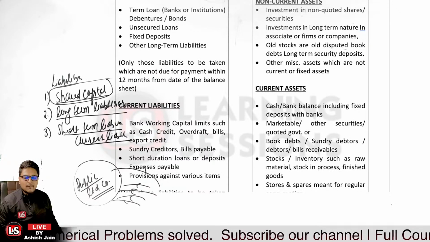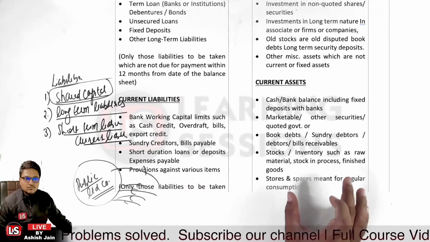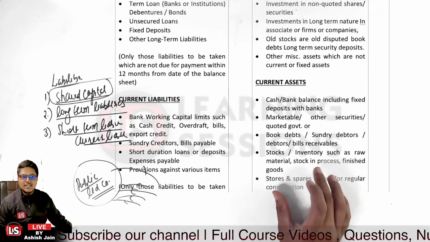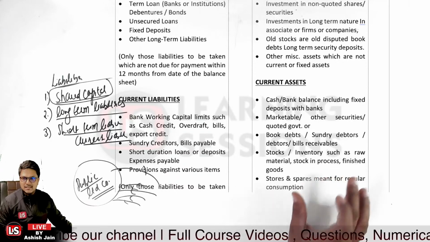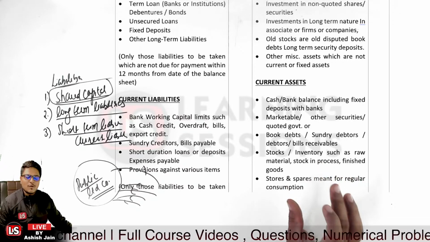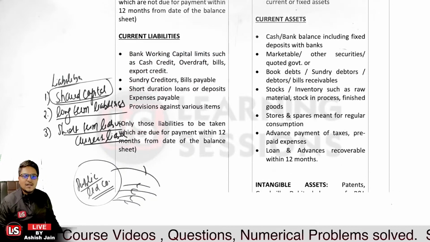Other than that, prepaid expenses. Like I already told you, if you have paid the rent in advance, that is your prepaid expense. That is also part of the current assets.